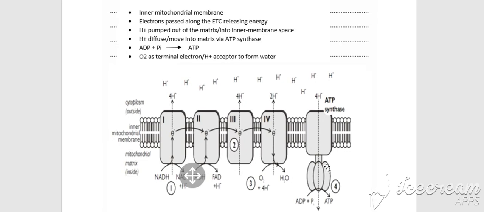The final electron acceptor is oxygen. That oxygen will combine with the electrons that have travelled along the electron transport chain, and it will combine with the hydrogen ions. So 2 hydrogen ions and 2 electrons will combine with 1 half of the oxygen, to create water, which is H2O, which is a product of respiration.